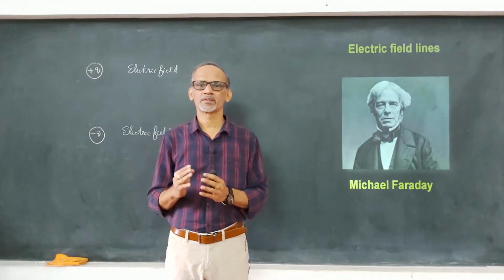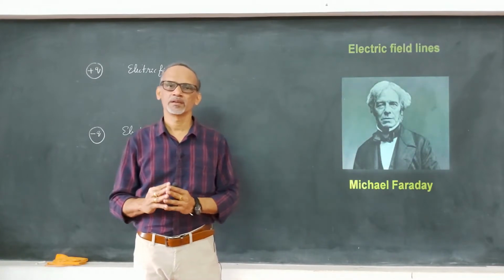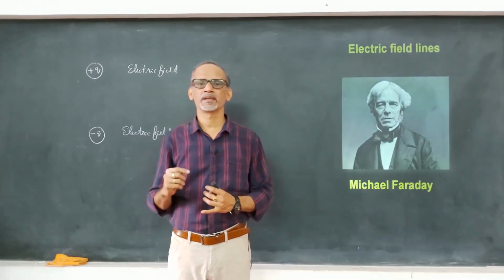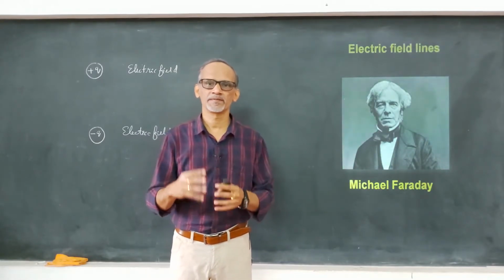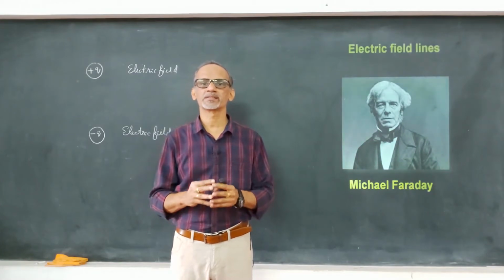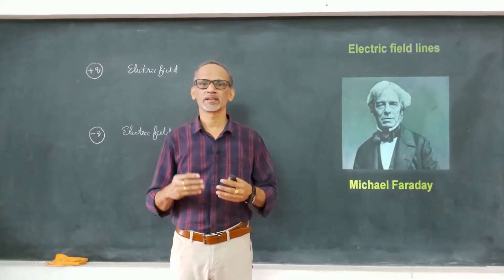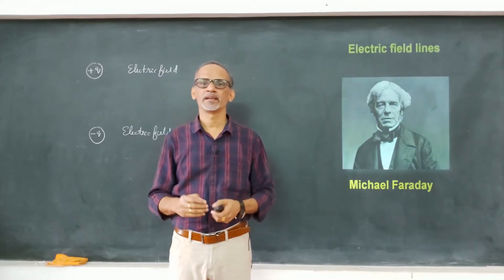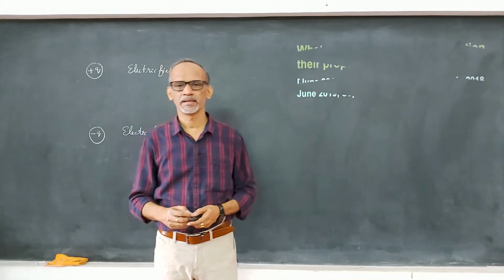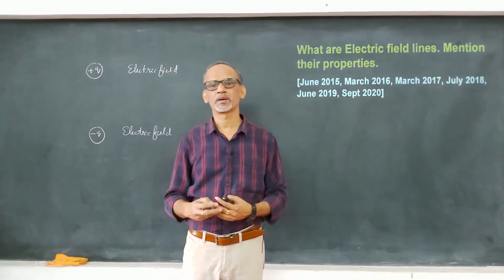Whether the electric field is a weaker field or a stronger field. We can even find the direction of the electric field. We can even find the location or the position where the net electric field is 0. So, these are the advantages of electric field lines. Now let us learn what exactly electric field lines are and what their properties are.